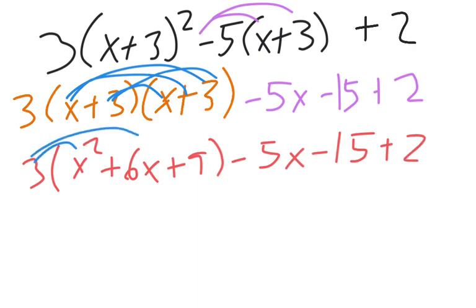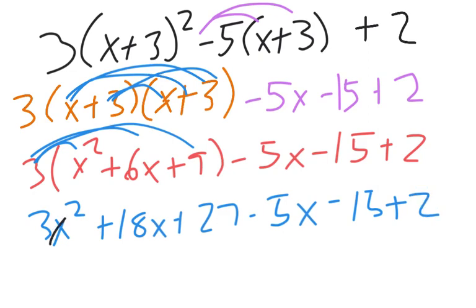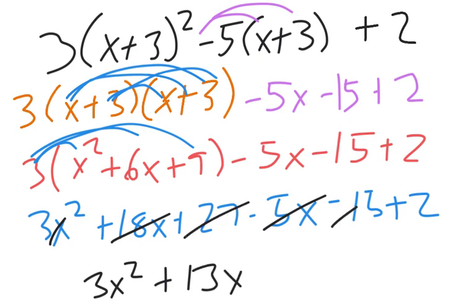Then I would distribute the 3. So that's 3x squared plus 18x plus 27 minus 5x minus 15 plus 2. Combine like terms. There's nothing like 3x squared. That gives 13x. 27 minus 15 is 12. Plus 2 is 14.